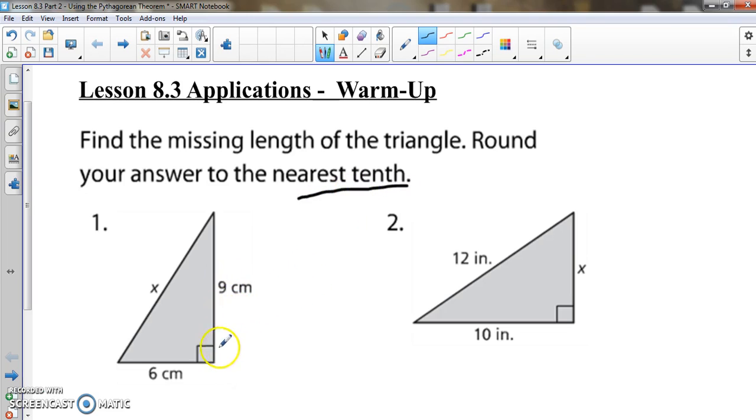Remember, most important thing with these problems before you get started is to make sure you're drawing your arrow to make sure it points to whatever side is the hypotenuse. So remember, the hypotenuse always has to be by itself.